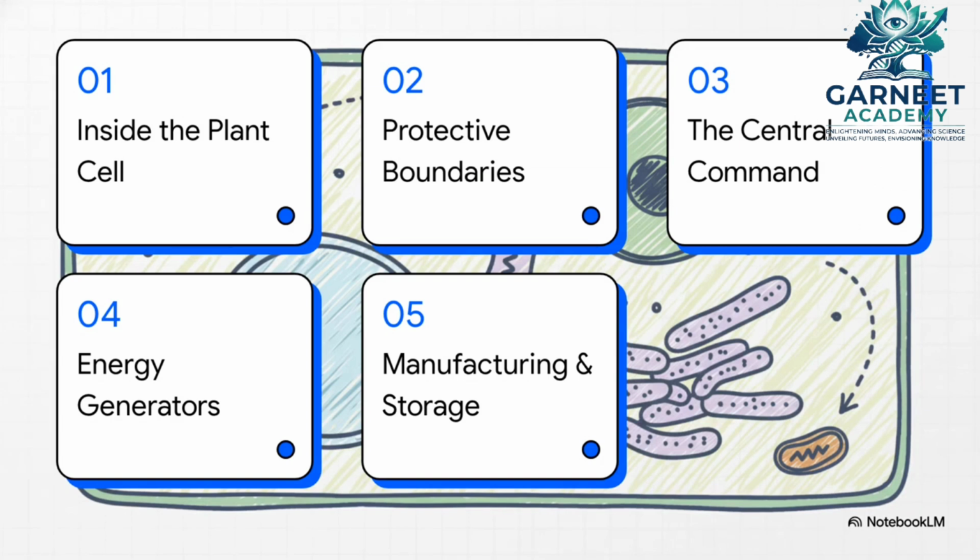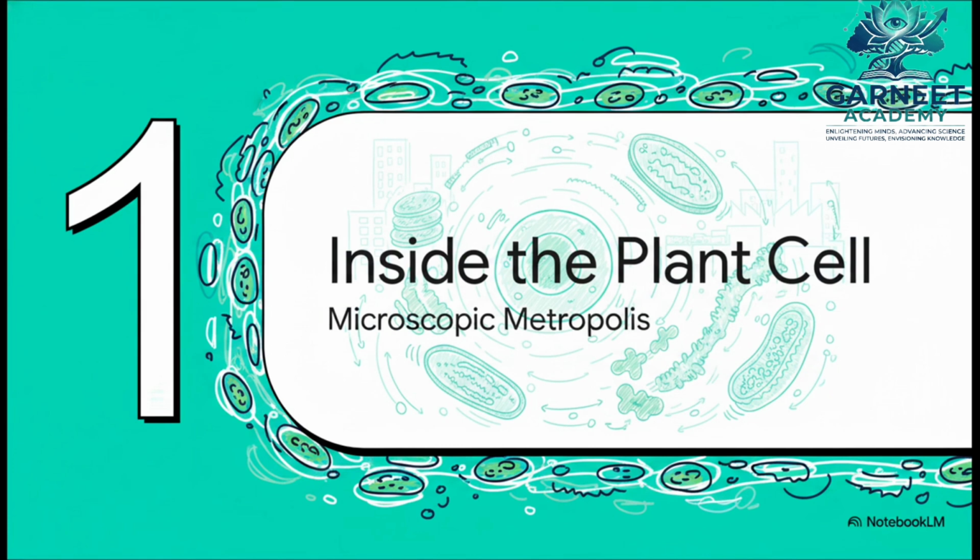To make sense of this bustling city, here's our map for today. First, an overview of the plant cell. Second, the protective boundaries. Third, the central command. Fourth, the energy generators. And finally, manufacturing and storage. All right, let's kick things off with part one, inside the plant cell, an overview of our microscopic metropolis.